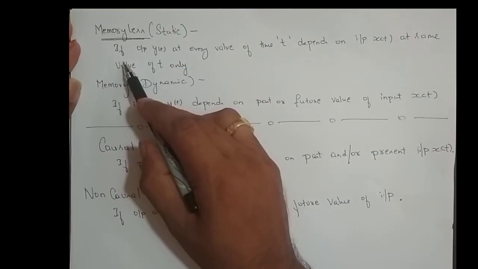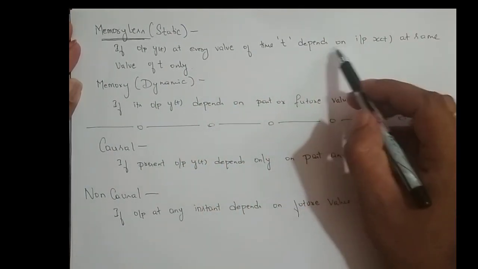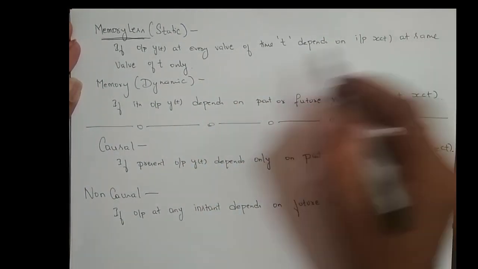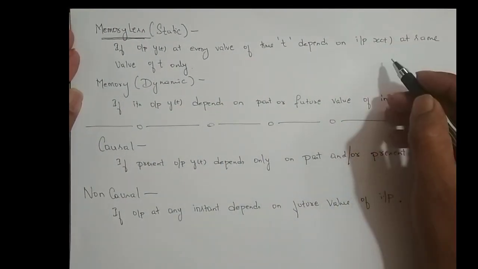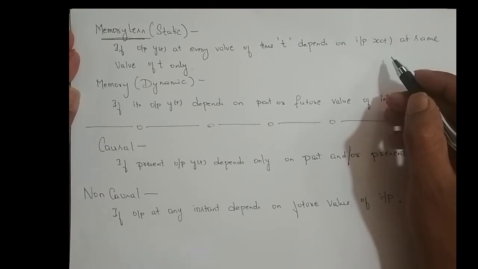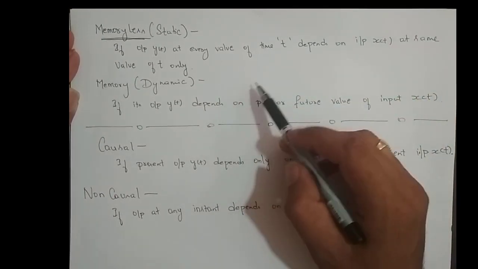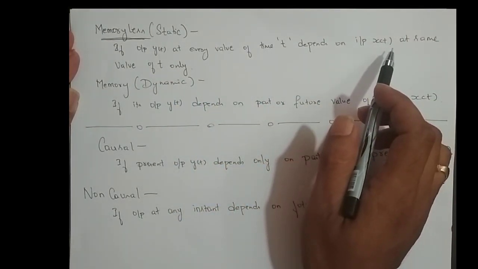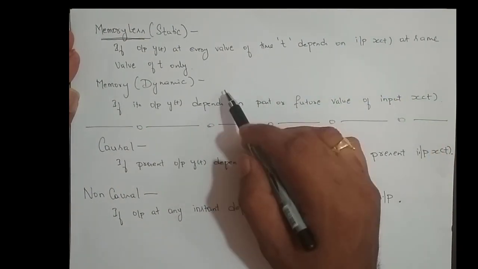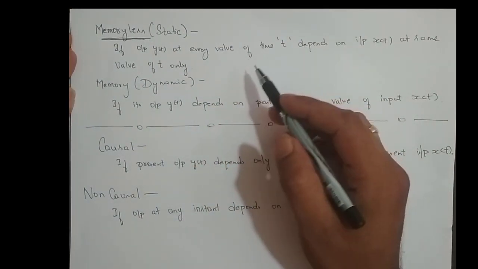If the system's output y of t at any value of time t depends upon the input x of t at the same value of time t only, then the system is called memoryless. For example, if y of t at t equal to 10 is equal to x of t at t equal to 10, then the system is called memoryless. I repeat again, if the output of the system for every value of time depends upon the input x of t at the same value of time only, then the system is called a static system or memoryless.